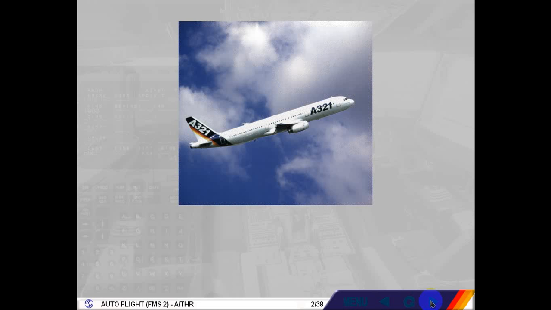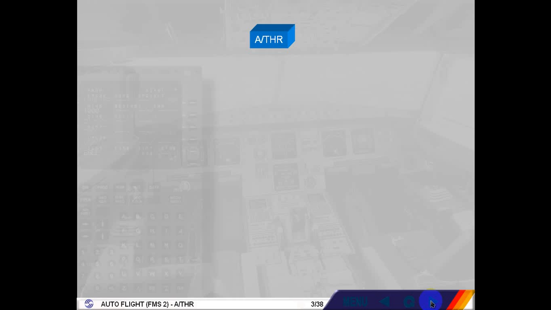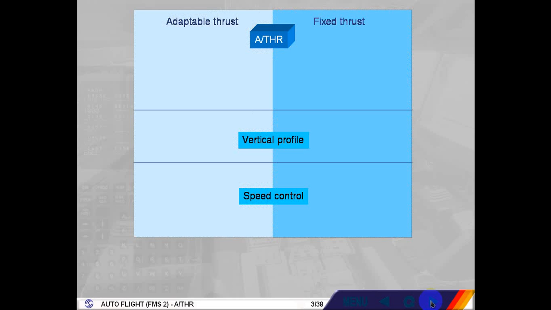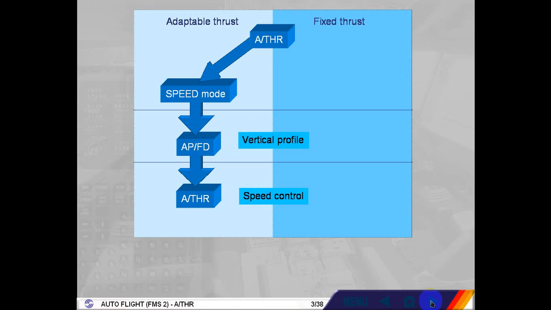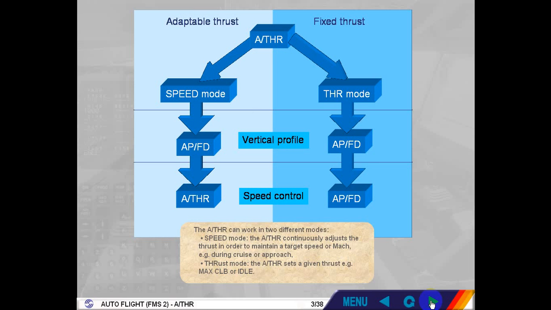We will now look at how the flight guidance achieves its automatic thrust control function, the auto thrust system, or auto thrust. The auto thrust can work in two different modes. Speed mode: the auto thrust continuously adjusts the thrust in order to maintain a target speed or Mach, e.g. during cruise or approach. Thrust mode: the auto thrust sets a given thrust, e.g. max climb or idle.